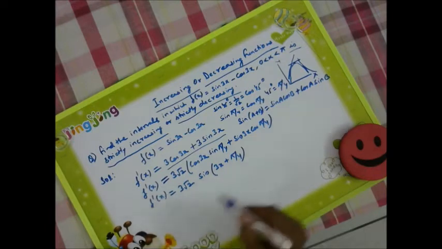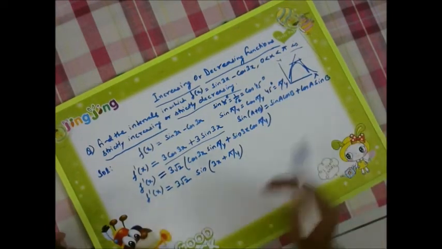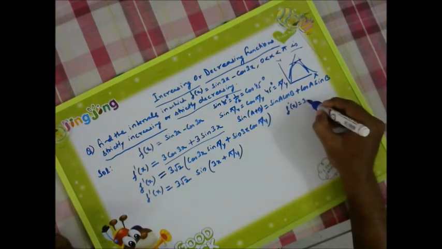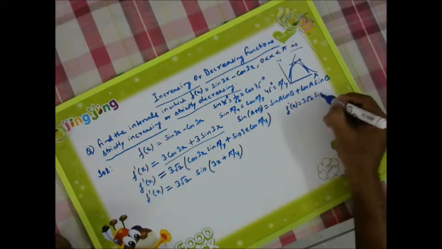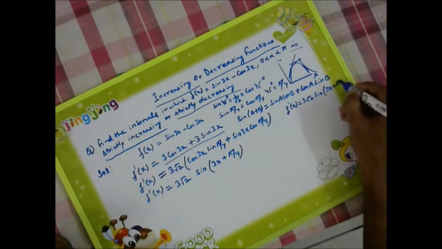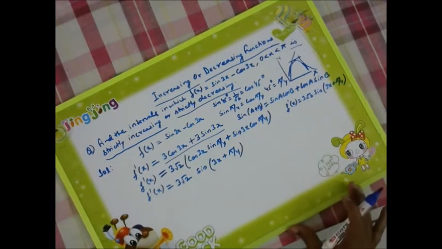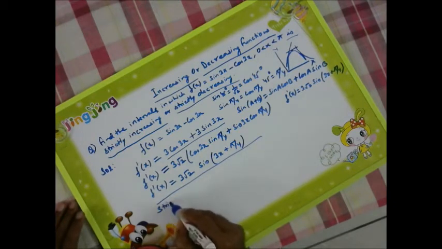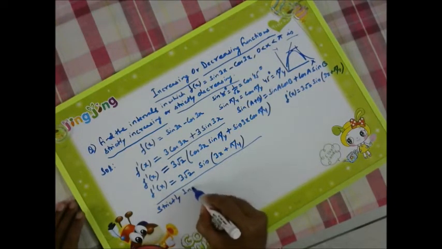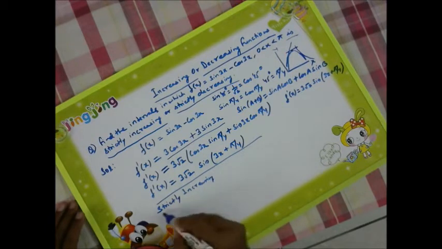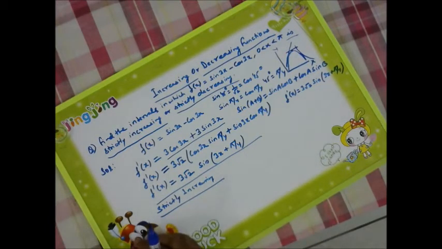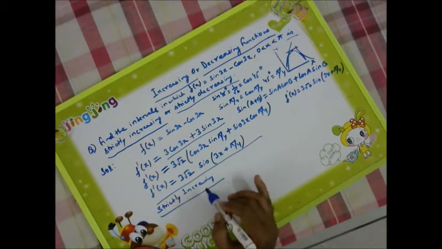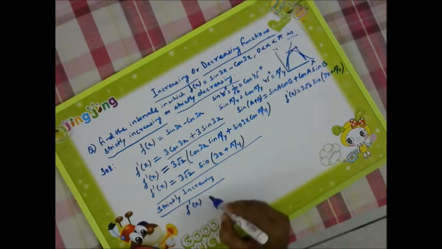So this f dash x we have got, which I am going to write here: it is 3 root 2 sin(3x plus pi by 4). Now, for strictly increasing, we need to find the interval. If we want to find strictly increasing, then f dash x should be greater than 0.